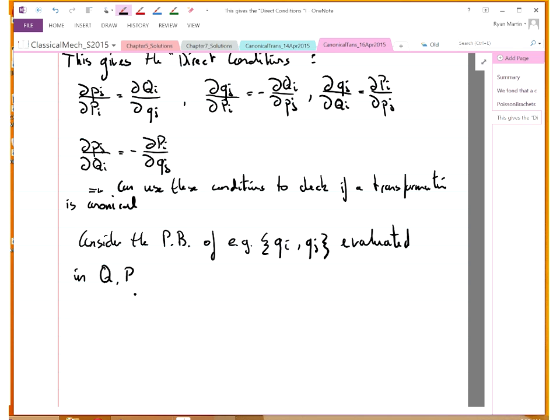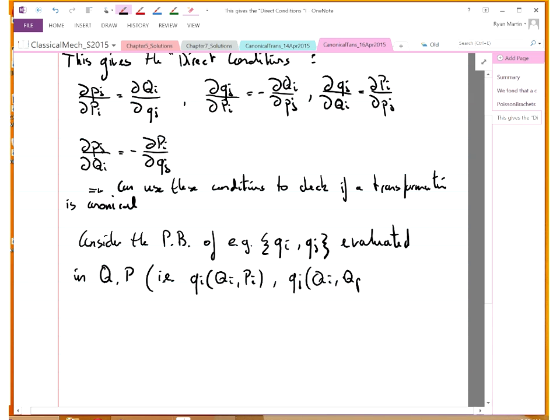So remember, we can take the Poisson bracket of lowercase qi with lowercase qj, as we've done before, using the lowercase q's and the lowercase p's. In fact, you're showing in the assignment that the Poisson bracket of qi and qj is equal to 0. The only Poisson bracket that's non-zero is qi with pi. But that's if I evaluate the Poisson bracket in the coordinates lowercase q and lowercase p. It's not guaranteed that it's going to be equal to 0 if I evaluate it in the capital Q and the capital P. So what do I mean by that?